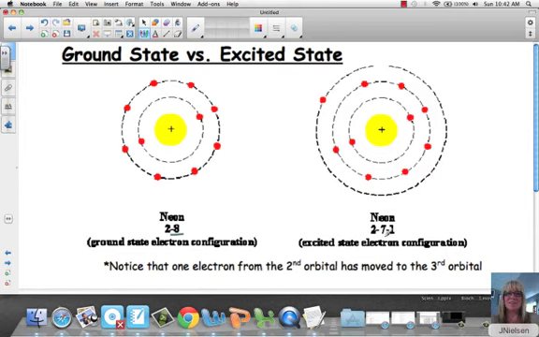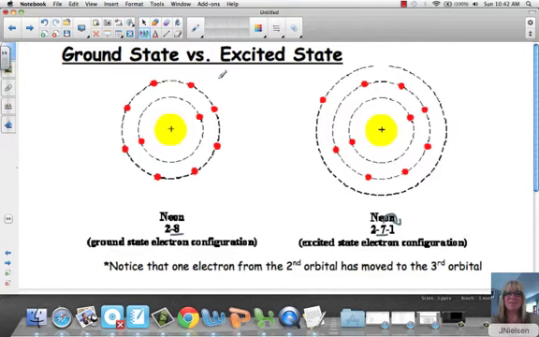Now what happens when we go to the excited state, an electron will jump from a lower energy level to a higher energy level. So here, one of the electrons in the second principal energy level jumped to the third principal energy level, right here. So now the electron configuration is 2,7,1. So the excited state is when an electron jumps to a higher level, leaving a lower level partially filled.